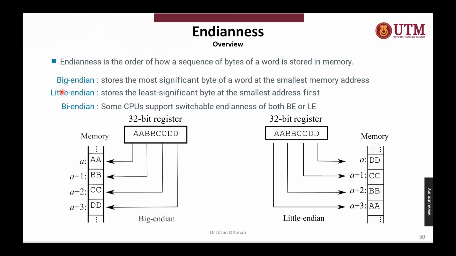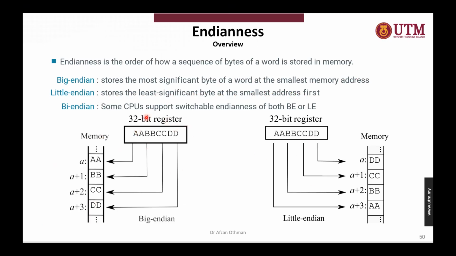So what is a big endian? What is a little endian? The big endian stores the most significant byte of a word at the smallest memory address. It means you take the most significant byte from the data and store it at the lowest memory address. Meanwhile, little endian says to store the least significant byte at the smallest address first. So this is an illustration of big endian and little endian.